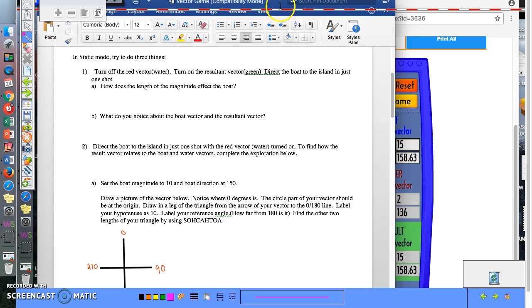So if we go back here, how does the magnitude affect the boat? Well, that looked like that was the speed. And what did you notice about them? That they were the same.